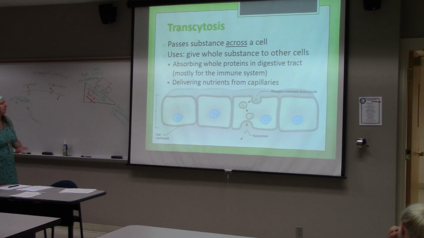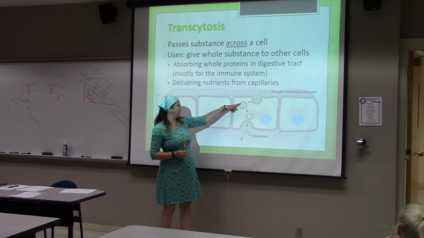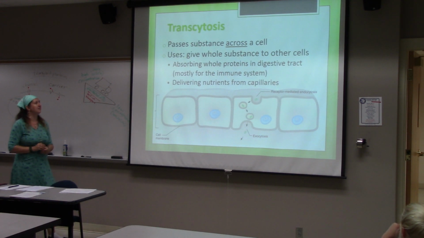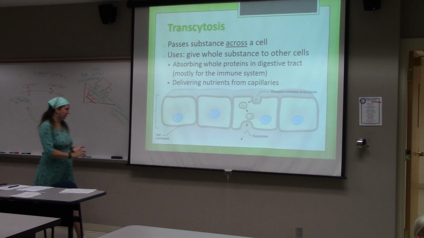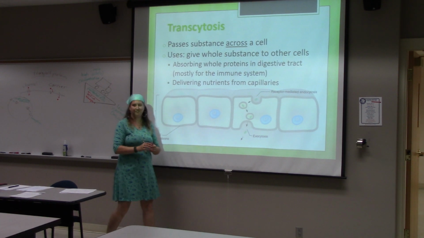So, transcytosis just combines some of the processes we've already seen. We do endocytosis on one side, move the vesicle across, do exocytosis. So some purposes for this. This is for getting things across a layer of cells to other cells. For example, absorbing whole proteins in the digestive tract. This is usually for the immune system. We send them across to immune cells that are here. They need to see the protein.